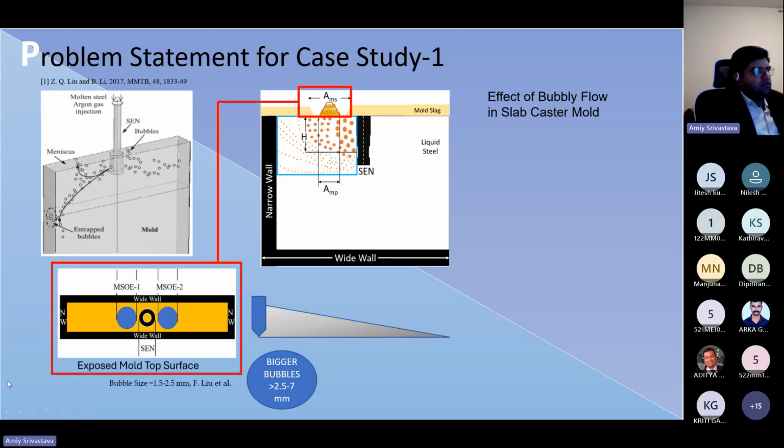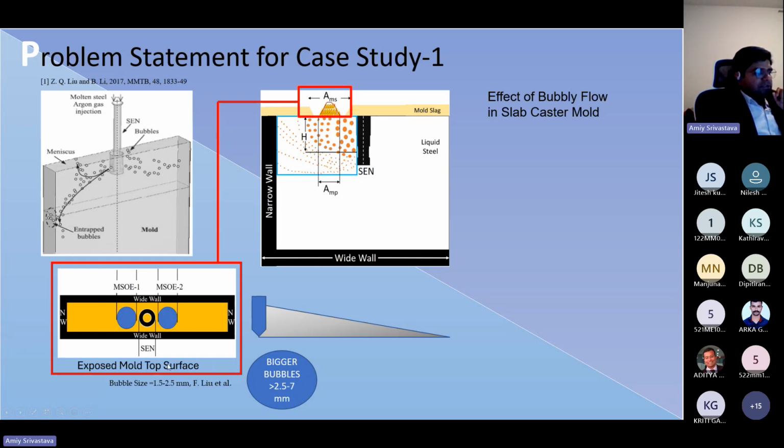Yeah, so you can see this type of open eye can be formed on both sides of the top layer, both sides of the SEN. This is our SEN. This is the top view, and here you can see the front view, and you can see one open eye is formed here, and another open eye can be formed here. And these are the places from where oxygen can be entrapped into the steel.